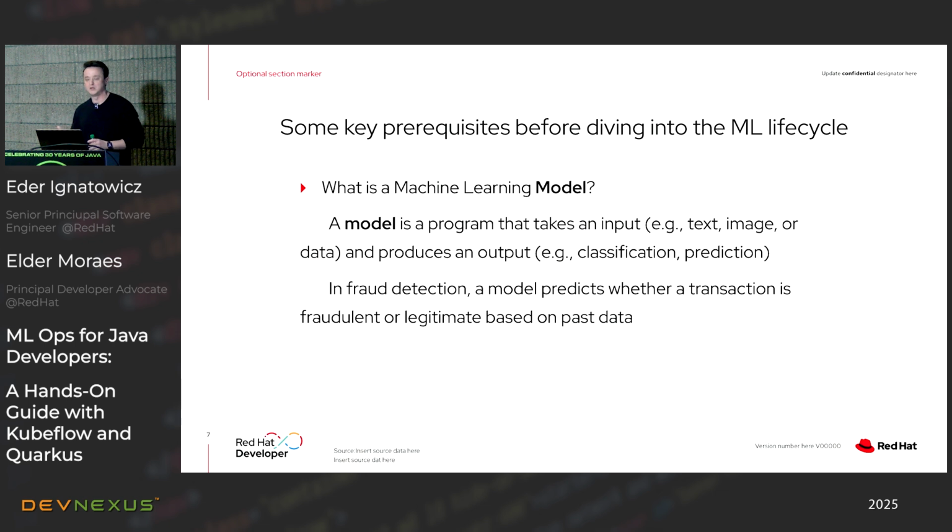First, what is a model? A model is a program that takes an input, like a text, image, or data, and produces an output. Most simply, think of fraud detection. You have a model that's a kind of program where you pass the data for a transaction, like a user paying with a credit card. You pass all this data to the model, and the model replies whether it's a fraud or not.